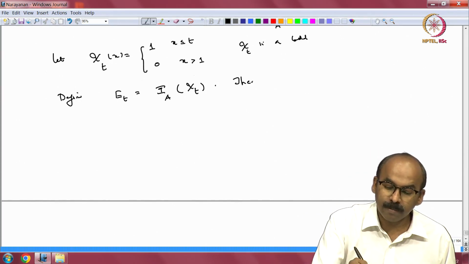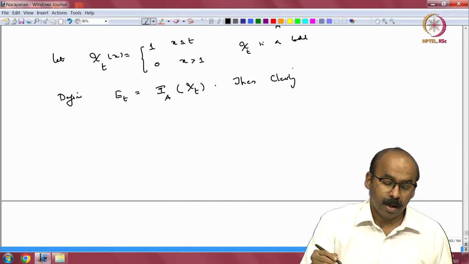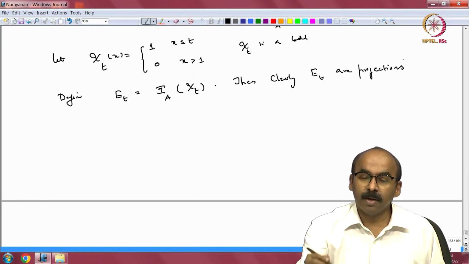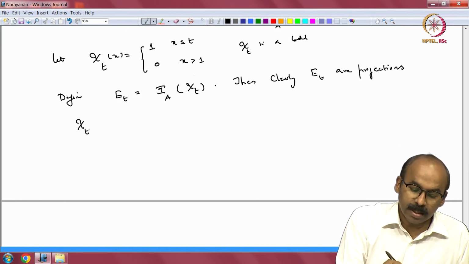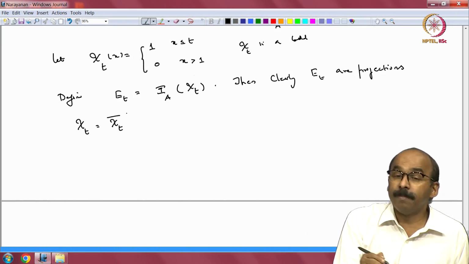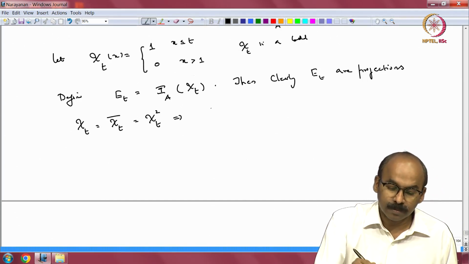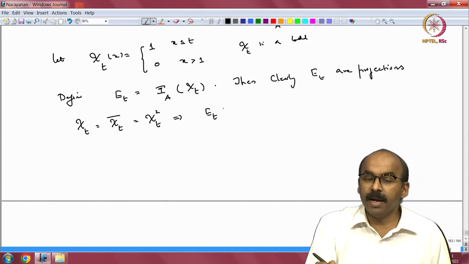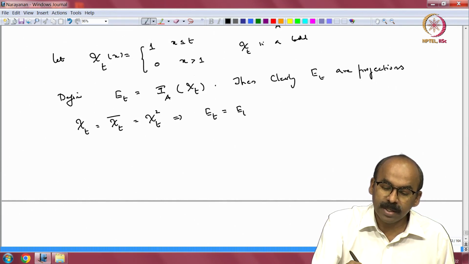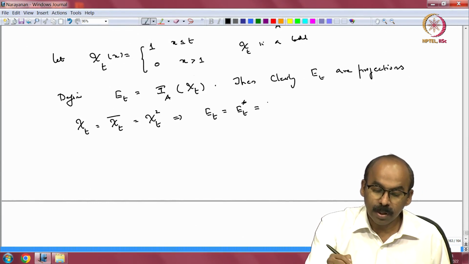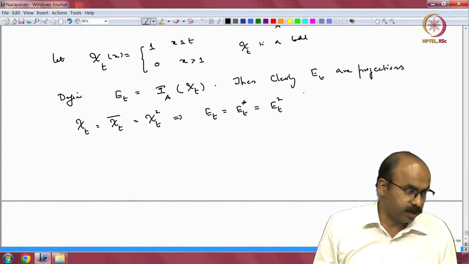Then clearly E sub t are projections. Why is that? Because chi t equals chi t bar equals chi t square, which implies E sub t, which is phi A of chi t, equals E sub t star, which is phi A of chi t bar, equals chi t square, which has to go to E t square. So, these are all self adjoint projections, there is no problem.